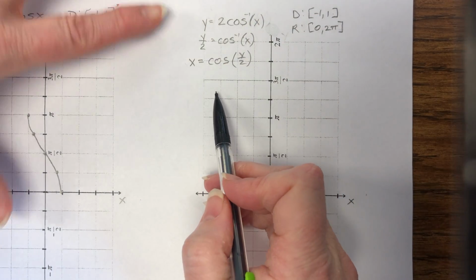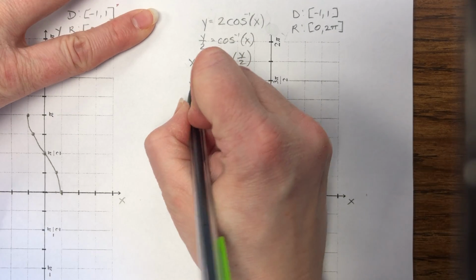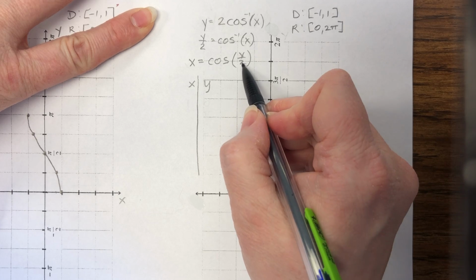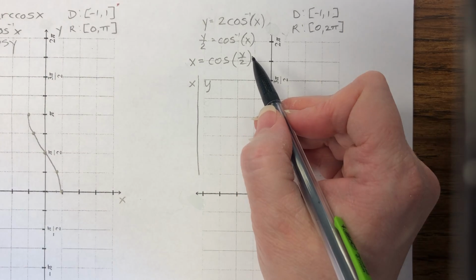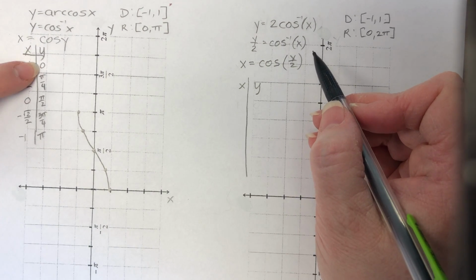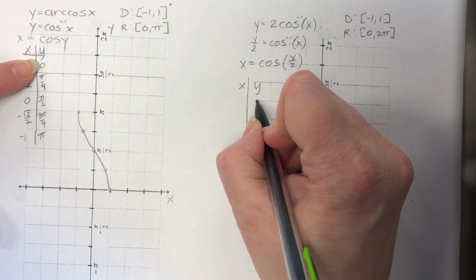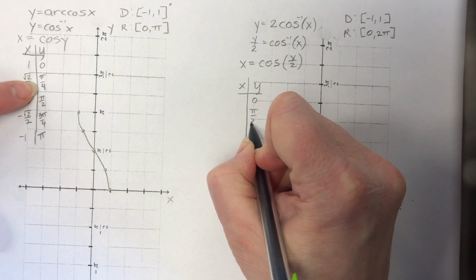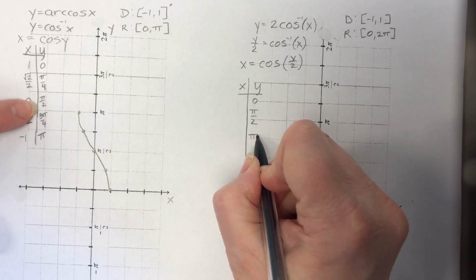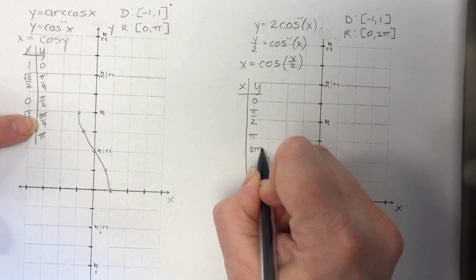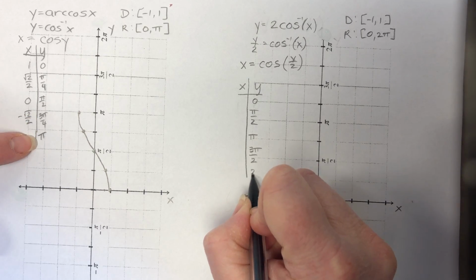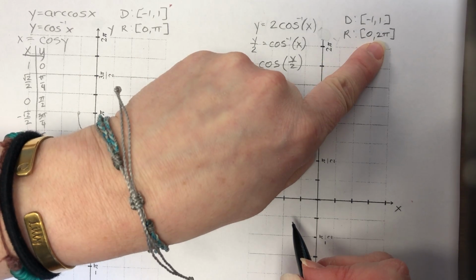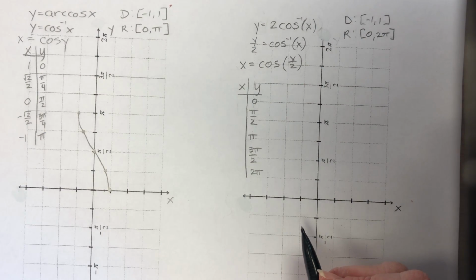So if I go through and I make a table like I've been doing, because my angle is being divided by 2, I have to make these twice as big. So 0, pi halves, pi, 3 pi halves, and 2 pi. And look what happens, 0 to 2 pi, 0 to 2 pi. We already knew that was going to happen.